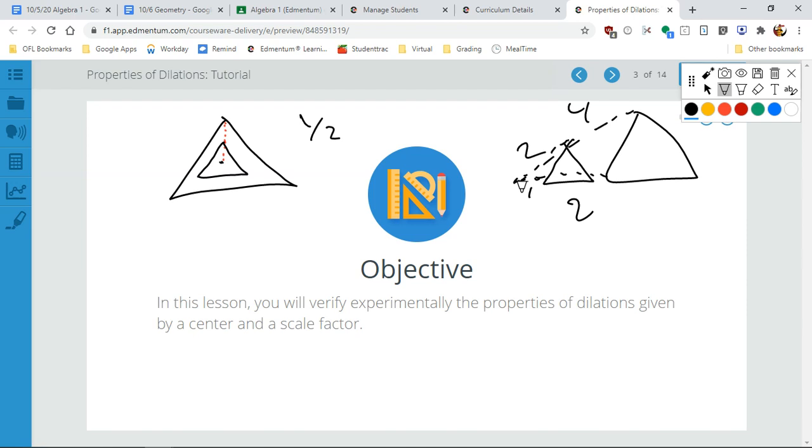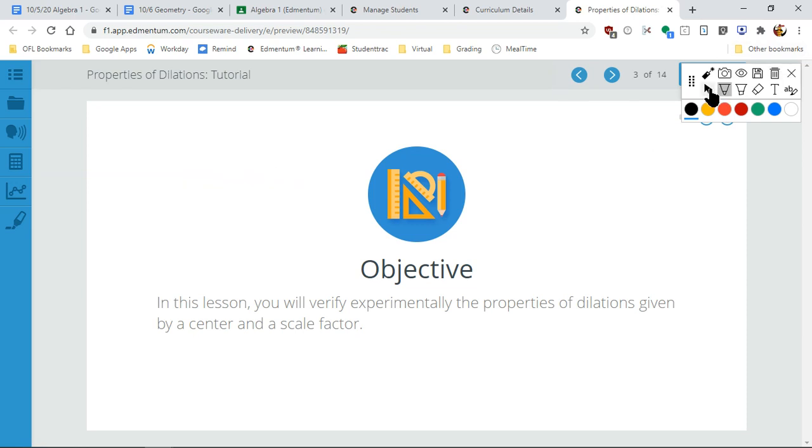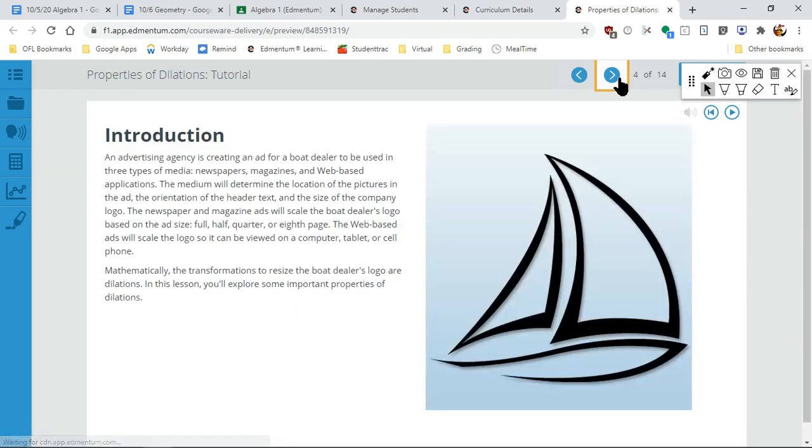So that's just an example. I know it's not drawn to scale, but you can get the idea that the distance from this point to here is 1, but then the distance from here to here is 2, and then the distance from here to here is 2, so the distance from here to here is 4. Because we're doing that, shapes get bigger and smaller. So let's take a look.